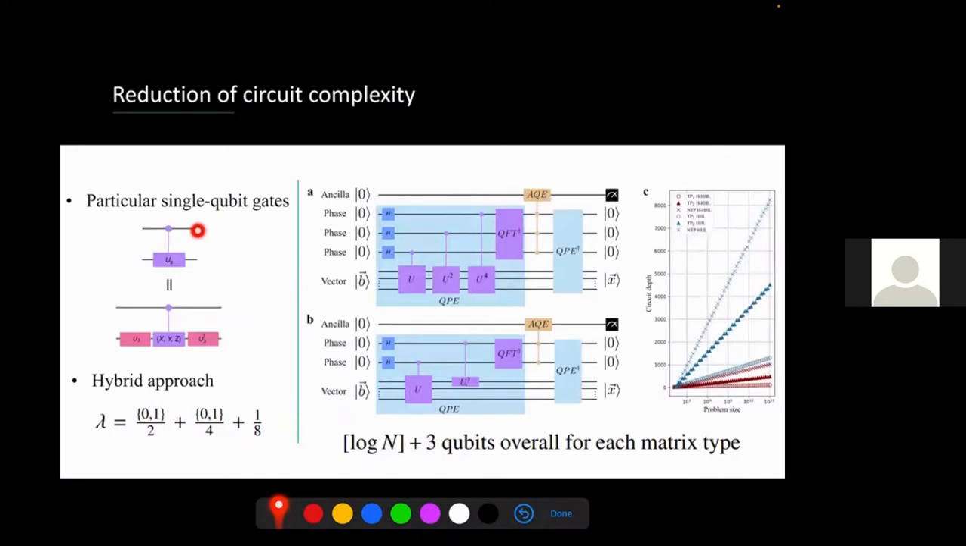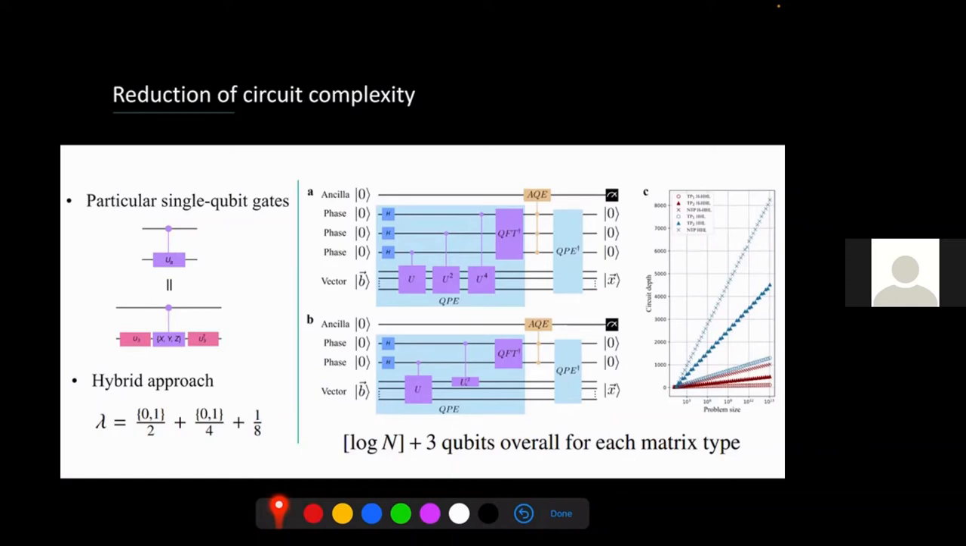So we actually went a little bit further. We consider particular single qubit gates. The controlled version of them is implemented as a single CNOT, which reduces the complexity of the circuit, and that really helps for the implementation on real quantum devices. And also we consider a hybrid approach. If you take a look at the spectrum and write it down in binary form, you can see that the first bit is always one for each of the eigenvalues. So it means that you don't need a qubit in the quantum phase estimation step, but you can treat it as a classical bit since it is always one.